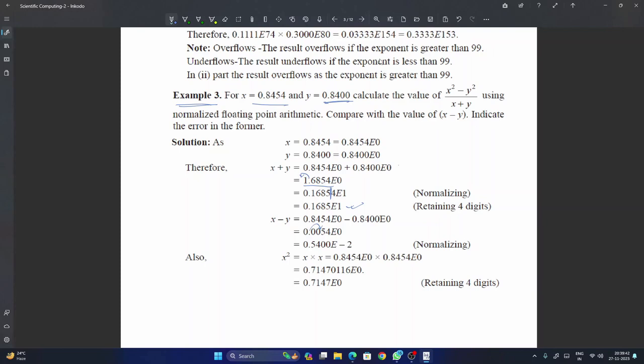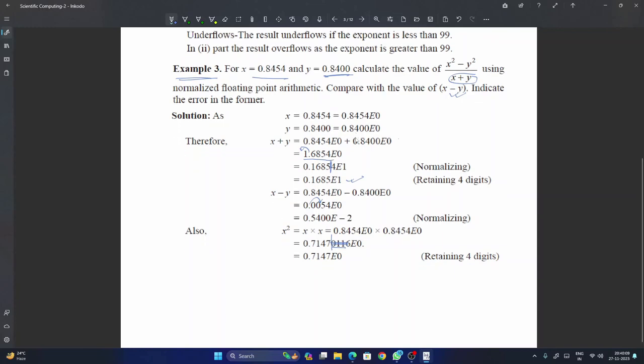After that, we have now x minus y values and x plus y values. Now we calculate x square minus y square. So here x square is equal to x into x, that means 0.8454 into 0.8454. After the multiplication it will be 71470116 E0. Now this is a normalized form, so it will just truncate after the 4 digits, all these values, and after that you have only 0.7147 and E0. So this is the value of x square.